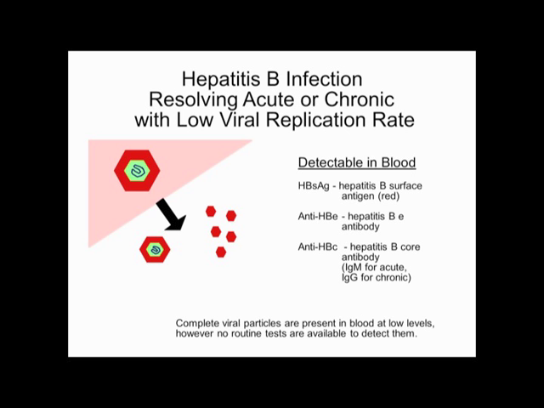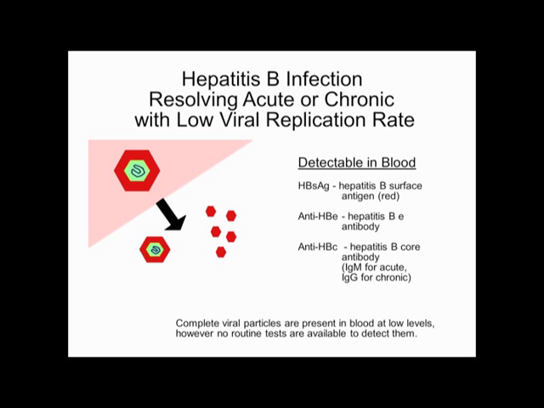And you're making the IgM core antibody. Okay. So you can measure the viral DNA and particles in the blood. You can measure the surface protein. You can measure E protein, probably. And the helpful diagnostic one is the IgM antibody to core. That's acute hepatitis B.